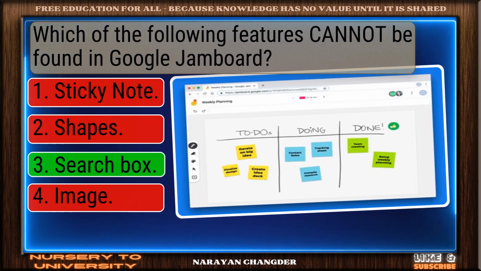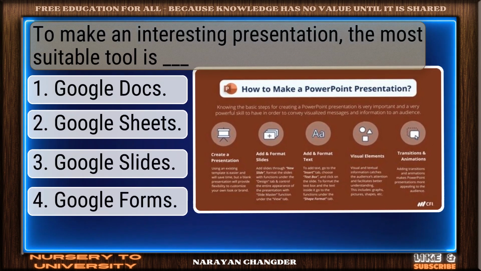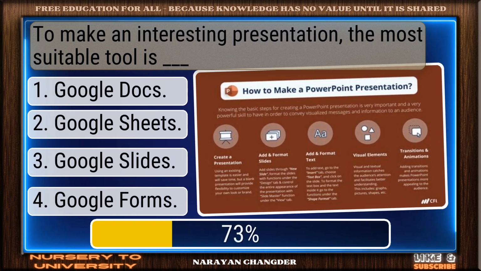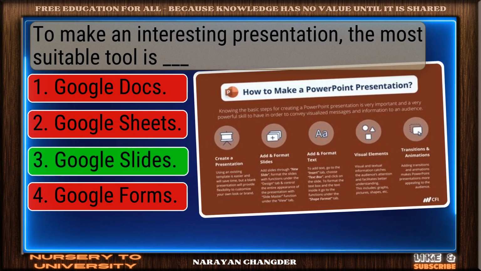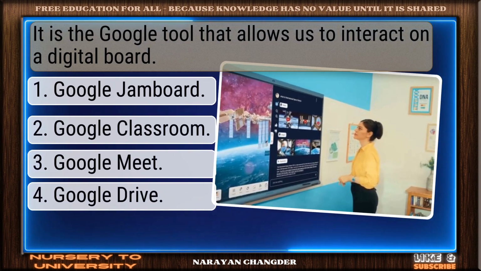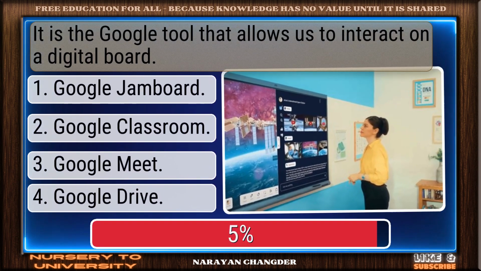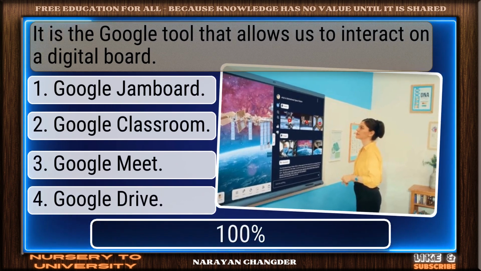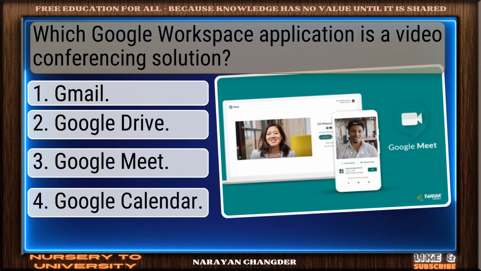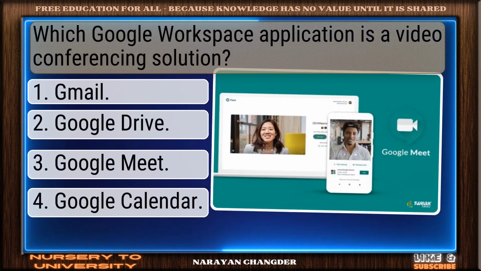Right, search box. To make an interesting presentation, the most suitable tool is dash. Thoughtful answer, Google Slides. It is the Google tool that allows us to interact on a digital board. Right choice, Google Jamboard. Which Google Workspace application is a video conferencing solution?